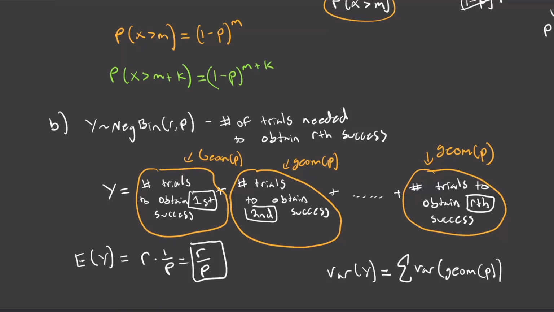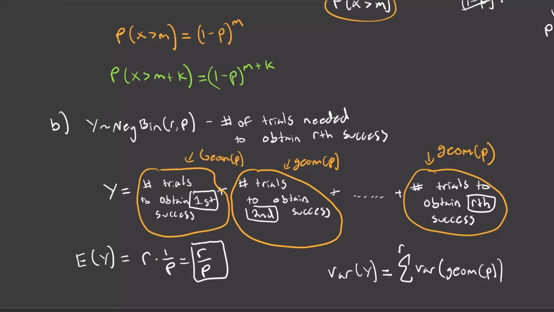How many do we have? We have r of them. We're summing up the variance of a geometric p r different times, so we just have r times the variance of a geometric p. What is that variance? We also proved it in QP 123. It's just going to be (1 minus p) over p squared. So that's your final answer for the variance of Y. Pretty simple. It's just going to be r times (1 minus p) over p squared.